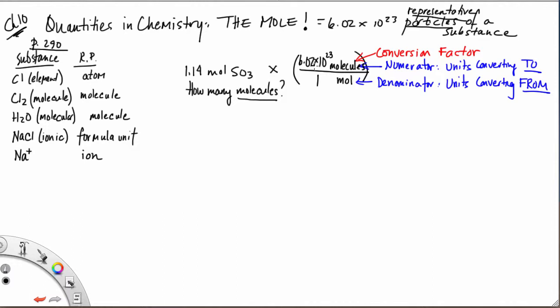And by the way, make sure you can enter scientific notation correctly on your calculators. That's going to be key here. And what we get is 6.86 times 10 to the 23rd molecules of SO3. In your answer, you always want to have units with the substance.